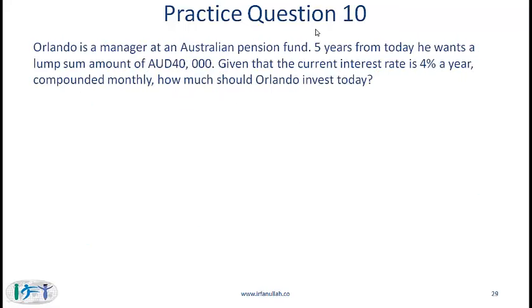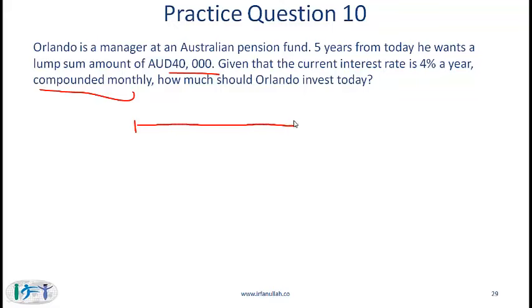Next question. So Orlando is a manager at an Australian pension fund. 5 years from today, he wants a lump sum amount of 40,000. Given that the current interest rate is 4% a year but compounded monthly, how much should he invest today? This is similar to what we have seen before, but the compounding now is monthly.